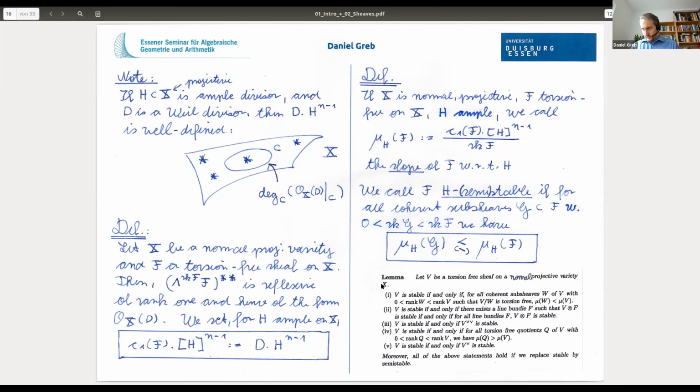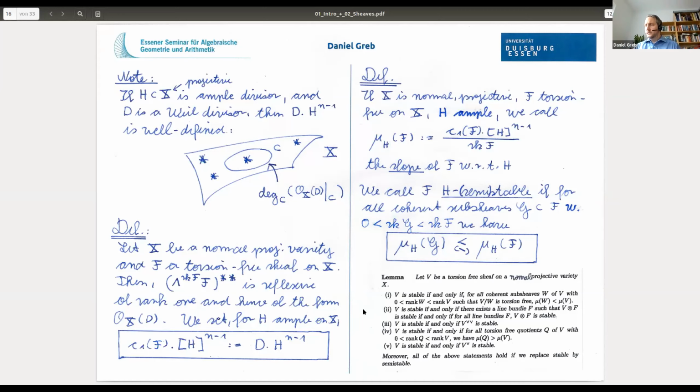For example, number 1 says that, and all the statements also hold if you replace stability with semi-stability, V is stable if and only if the required inequality holds for all subsheaves G with the additional regularity property that the quotient, here it's V by W, up here it would be F by G, is torsion free. So that's a regularity condition on the inclusion of G in F.